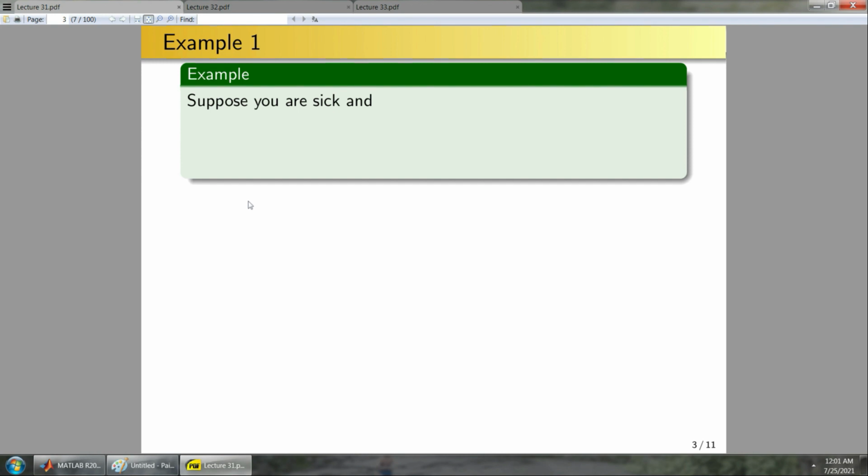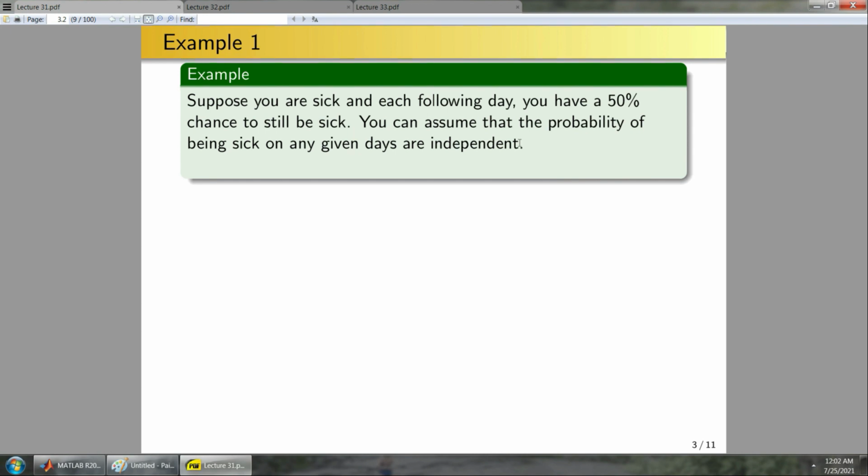So example 1, suppose that we are sick, and each following day I have a 50% chance to still be sick. So I'm sick one day, and we're just assuming that every single day I flip a coin, and if it's heads, I'm still sick. And now we're going to assume that the probability of being sick on any given day is independent. Okay, and a natural question I can ask is, what is the expected number of days in a row that you will be sick?